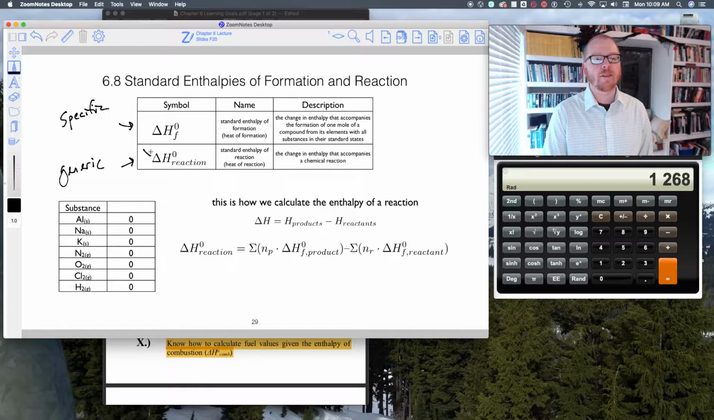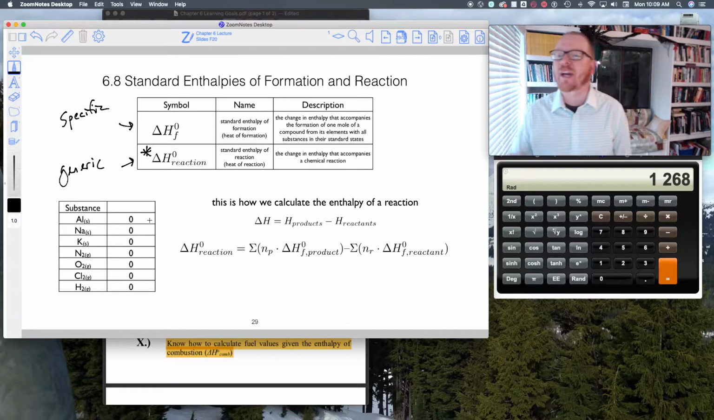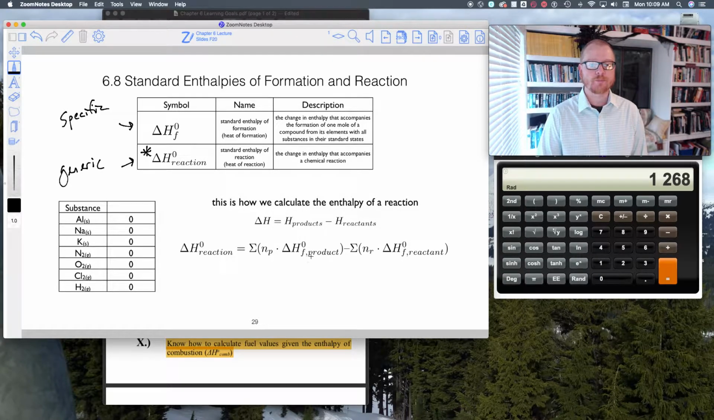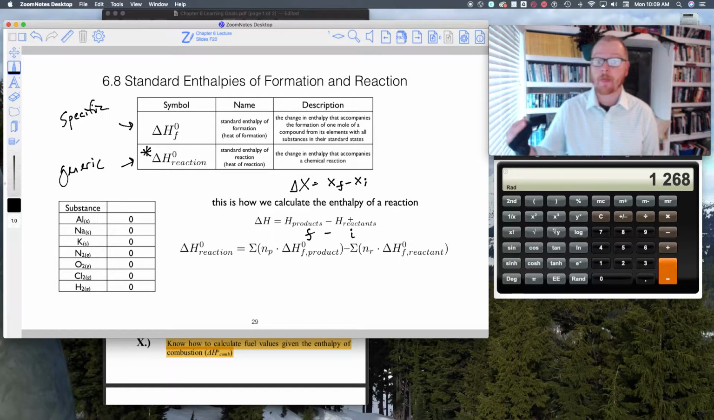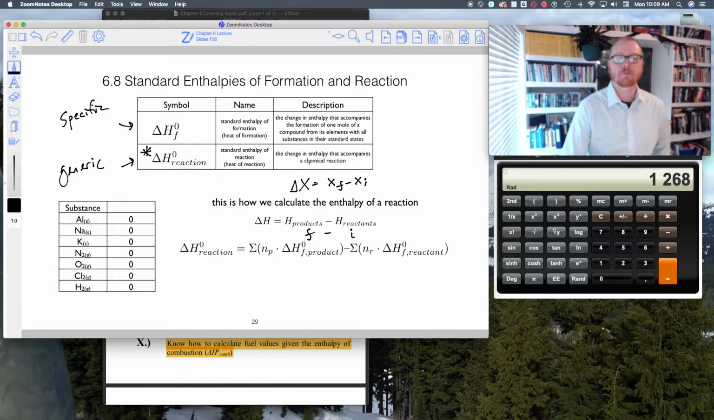This is the one, the delta H of reaction. That's what we're going to deal with mostly just because it's generic. We can apply it to any chemical reaction we want. Okay? And so this is how we calculate enthalpy of reaction. Just like we note in a state function here, it's always the final minus the initial. Our delta H of a reaction is always going to be the final state minus the initial state, which is products minus reactants. Okay?